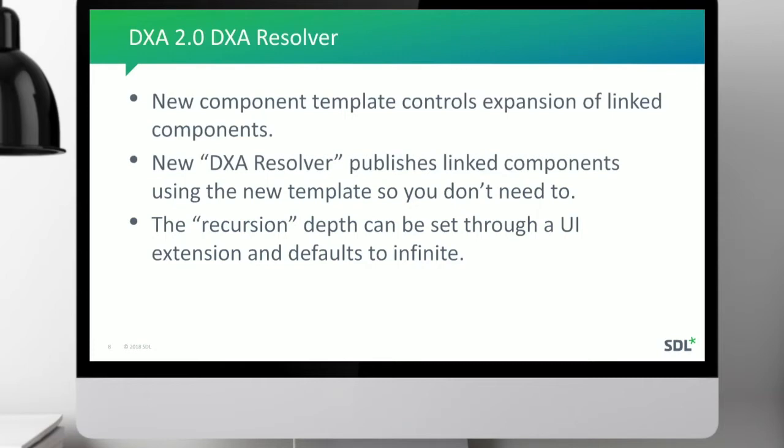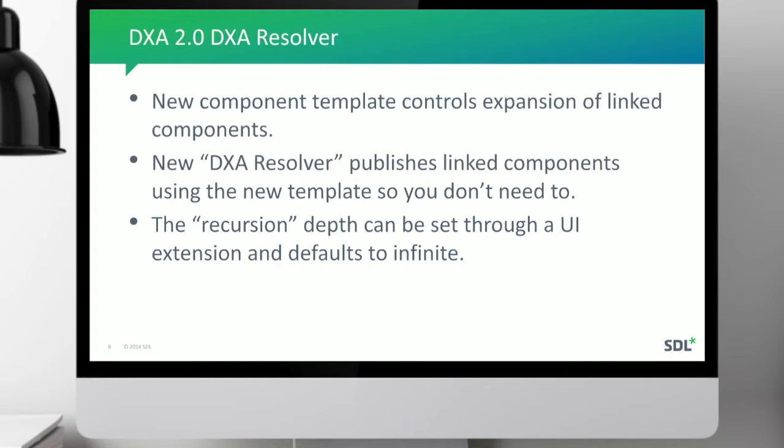So you don't have to remember to publish a load of content. It will go through the items that you're publishing and look through all the link components, and then automatically publish them for you. Okay. So we also have a new UI extension in the content manager to allow you to specify what we call the recursion depth. If you were to publish a component that linked to another one and that linked to something else, you'd have to remember to make sure all those link components are published. But with this custom resolver, it just automatically does it for you.